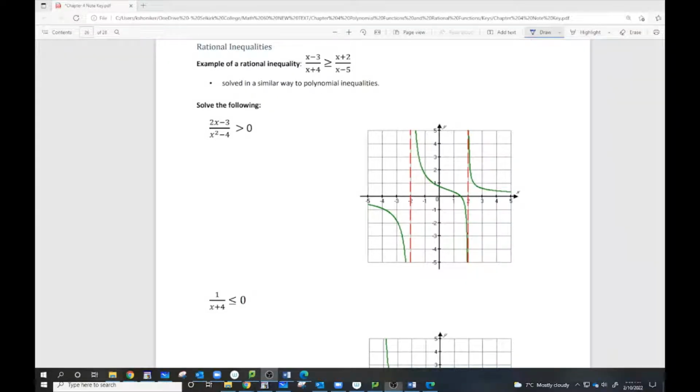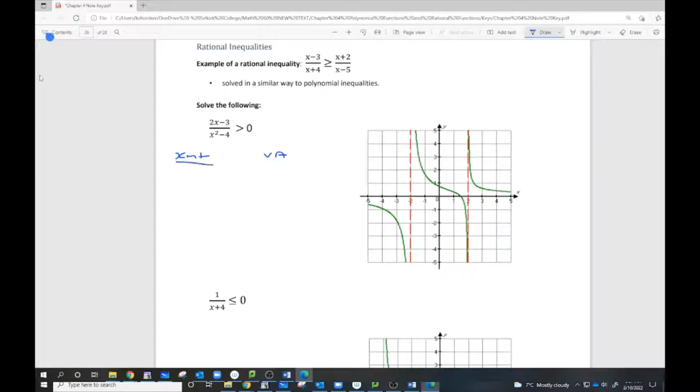The very last video of chapter 4 is rational inequalities. An example of a rational inequality is anything that has an x in a denominator with an inequality sign. We are going to solve this in a very similar way to polynomial inequalities. The only difference is that when I break my x-axis into what we call the critical values, they are going to be your x-intercepts and your vertical asymptotes.